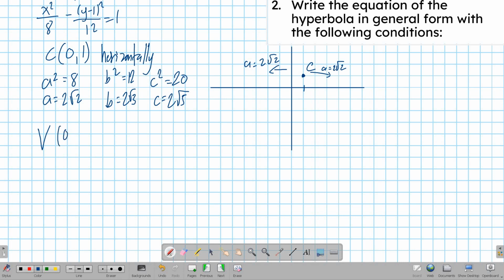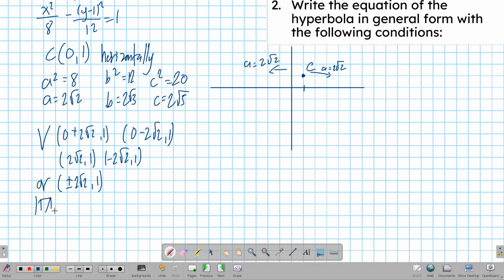Hence, this will be 0 plus 2 square root of 2, 1. And then the other one is 0 minus 2 square root of 2, 1, which will lead us to 2 square root of 2, 1, and negative 2 square root of 2, 1. These are the actual vertices. Or, we write them as positive or negative 2 square root of 2, 1. Now, again, but now for the length of our transverse axis, that will be twice the length of a, should be equal to 4 square root of 2 units in this case.